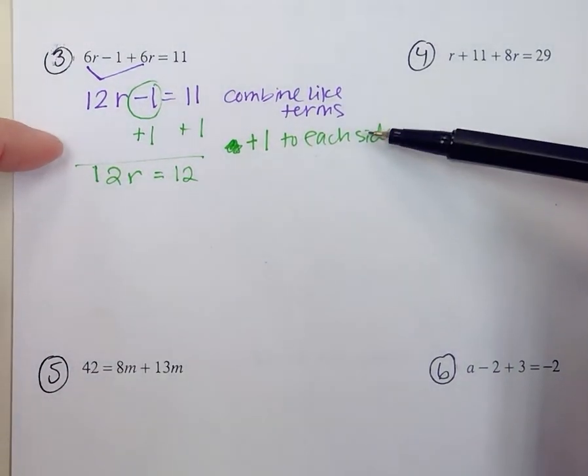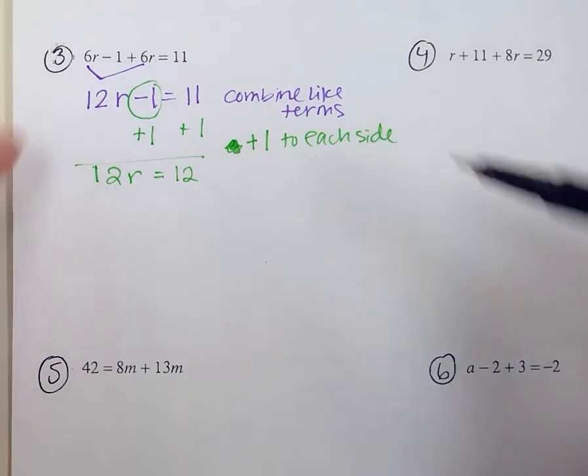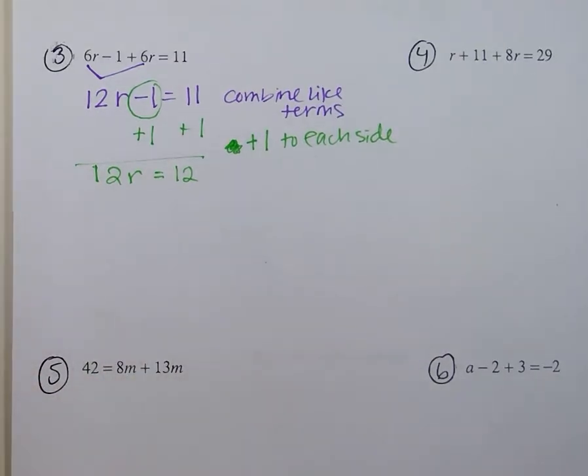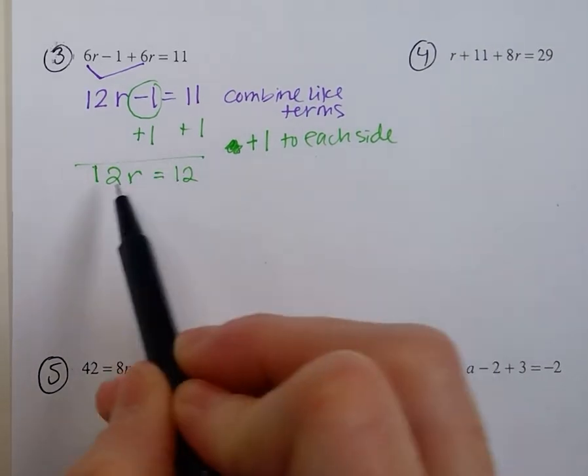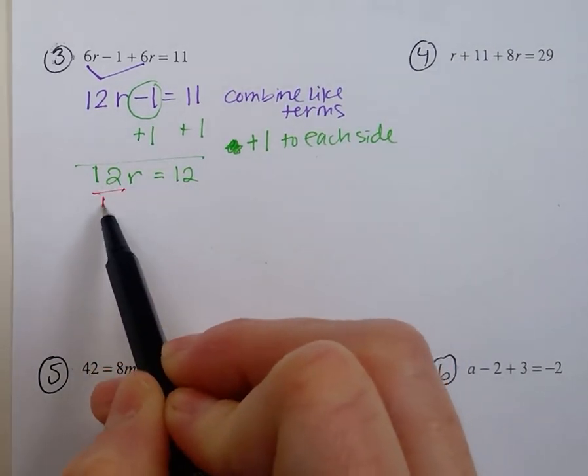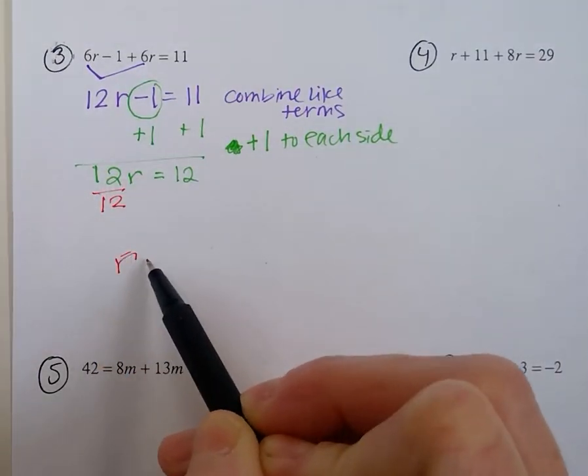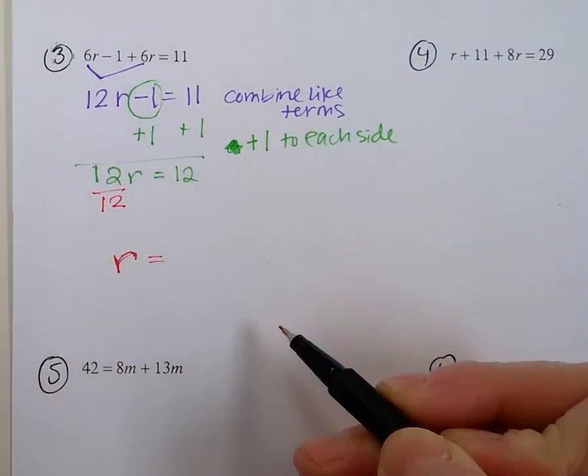So this adding and subtracting type step is what we need to do to get all of our variables on one side and all of our constants, or our numbers, on the other. So now once I have that happening, I'm going to break my variables into groups. I want to break these 12 R's into 12 groups, because if I break 12 R's into 12 groups, I'm left with a single R, right?